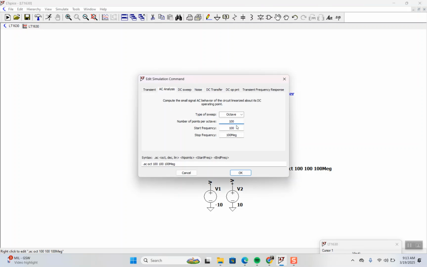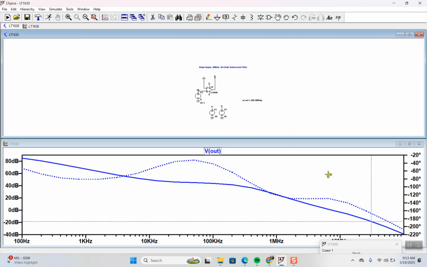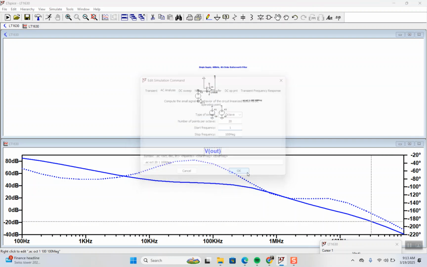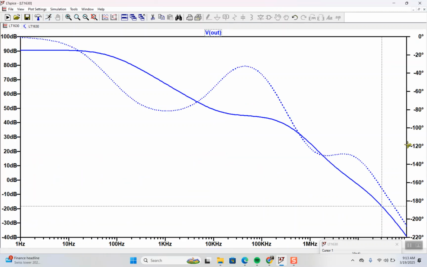And I'm going to take it out to 1 hertz, so hopefully we can see. Oop, number of points. Oop, my bad. So this is the real gain bandwidth plot of a high-speed device.